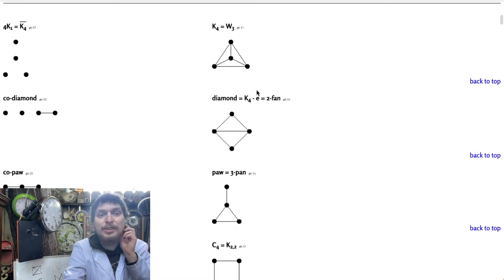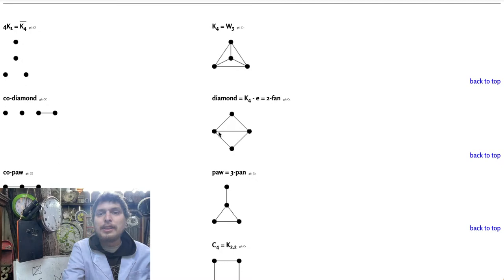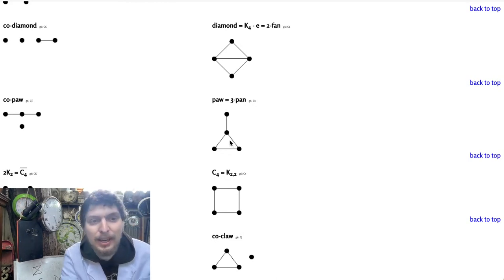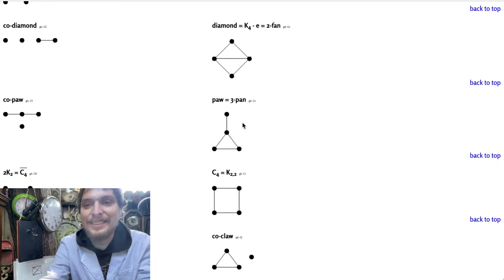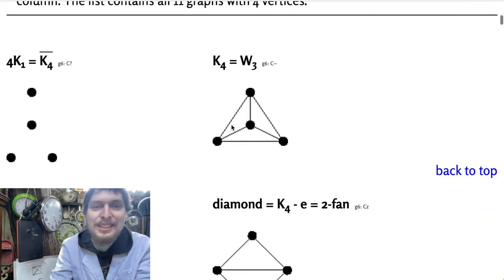When we get to four, we start getting more options. This is everything except one linked, and this is one linked. They're putting them with the dual, like I was. Here we have this one that's nicknamed the co-paw and the paw. So here we start getting some nicknames. This one, they say, is called the paw or the three pan. And here you've got your diamond, your co-diamond.